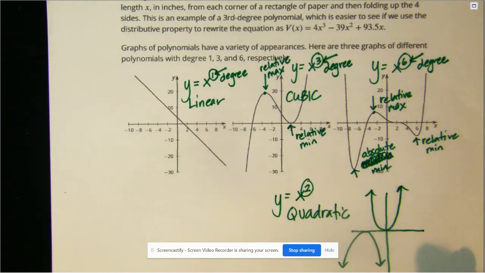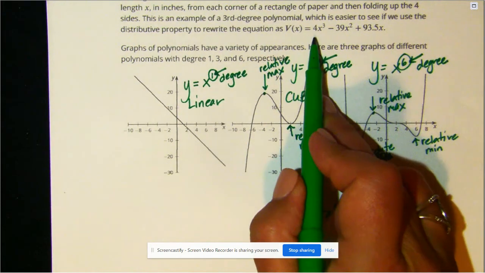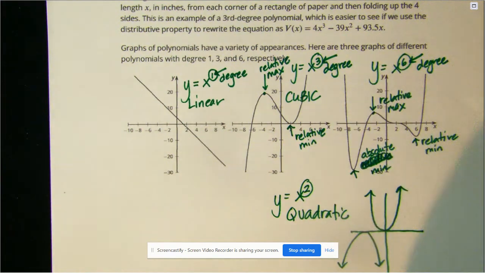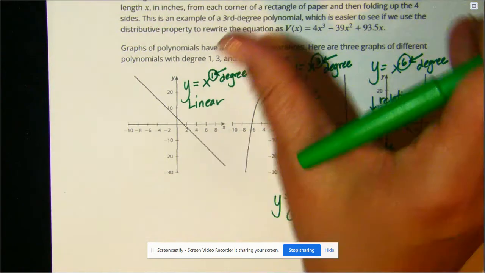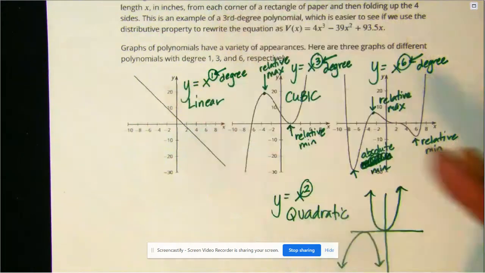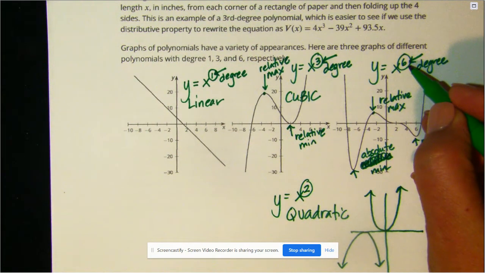Okay, so the whole idea is just that you start to understand what polynomials look like. Here's a real life one that we did. The degree is the highest exponent in the string of terms. Okay, you don't add them up or anything. This one would be a third degree polynomial. If there's only one term, then whatever exponent is there, that is the degree.